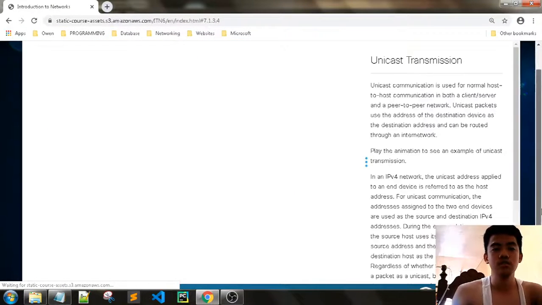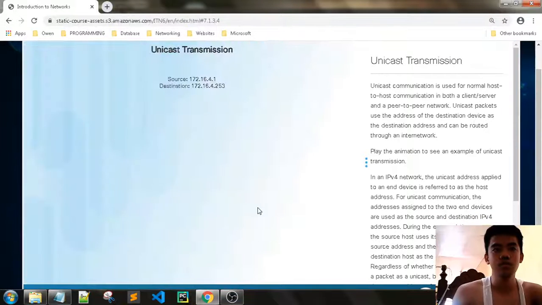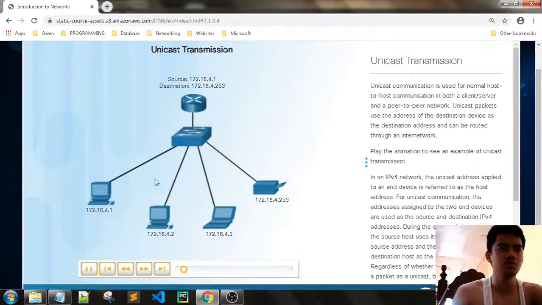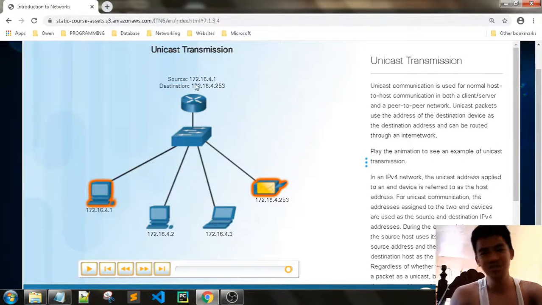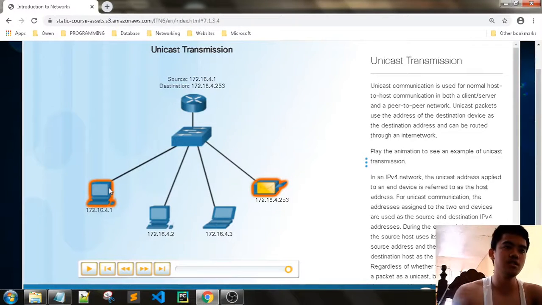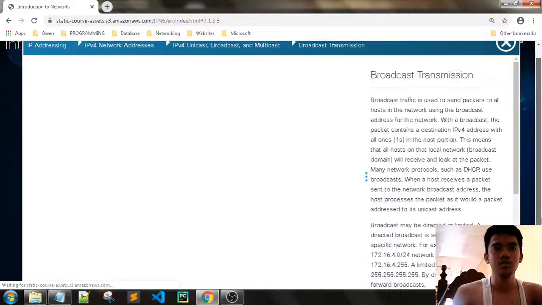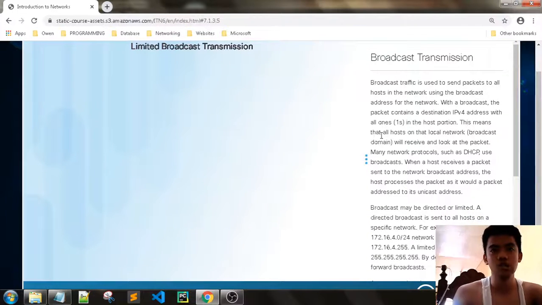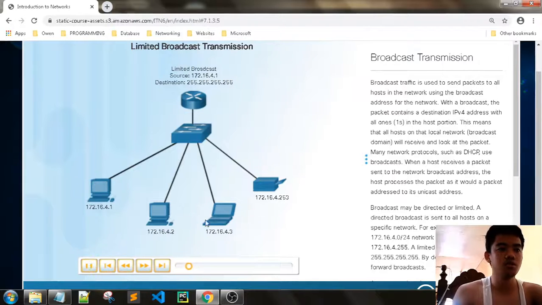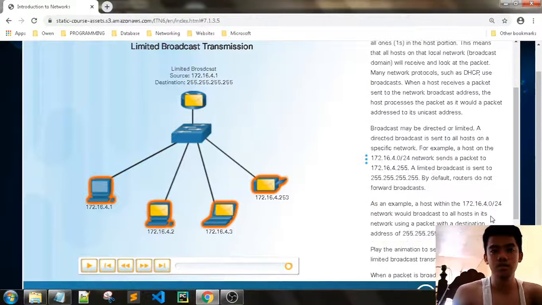So unicast transmission: we have the source address, which is the IP address of the sending host, and the destination address, which is the IP address of the receiving host. For broadcast transmission, we have all ones in the host portion, so all the nodes in the network will be receiving the messages.